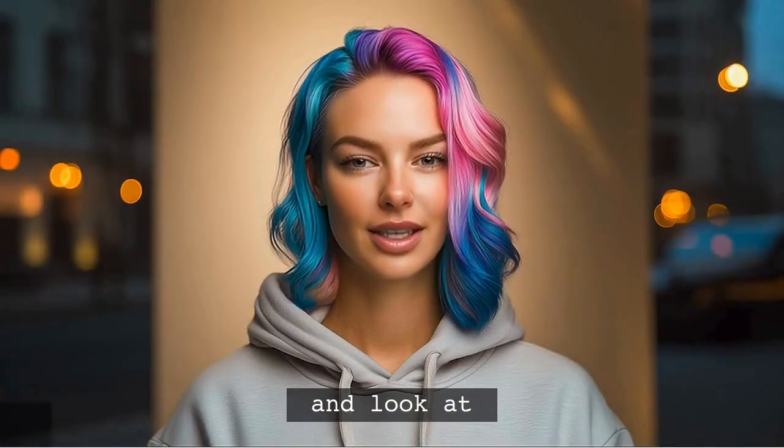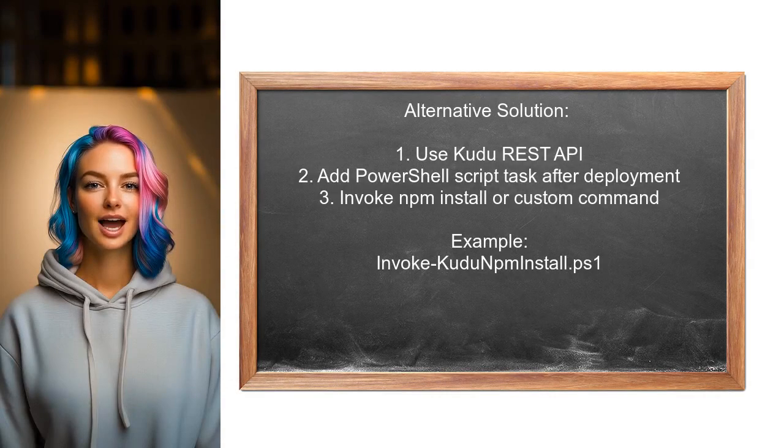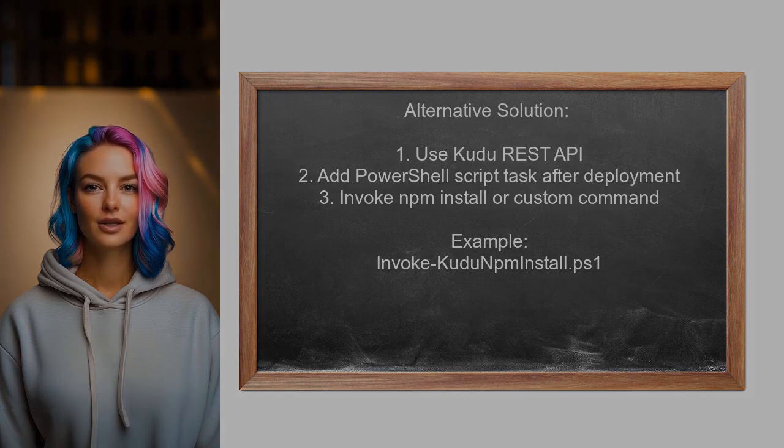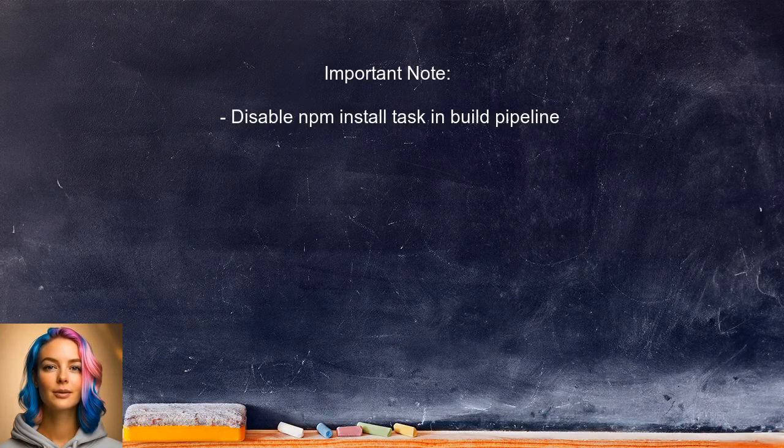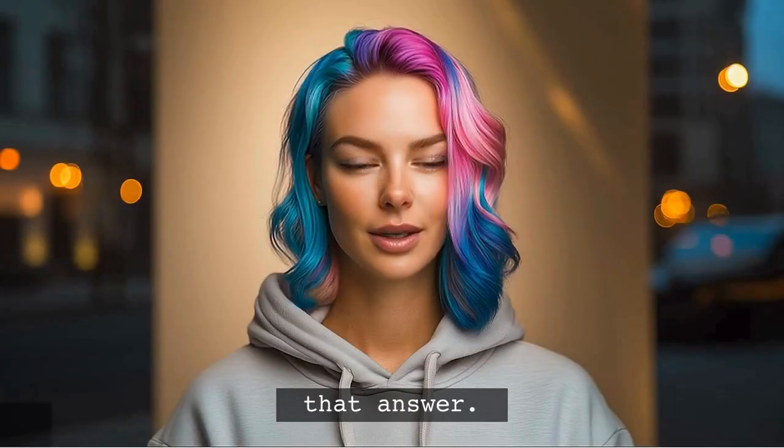Let's move forward and look at another answer. An alternative approach is to use the Kudu REST API to run commands like npm install. You can add a PowerShell script task after the Azure App Service deploy task to invoke npm install or any other Kudu-supported command. Additionally, remember to disable the npm install task in your build pipeline to avoid redundancy. That's it for that answer.